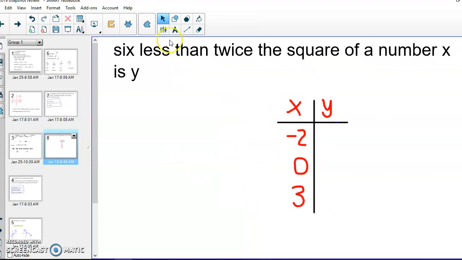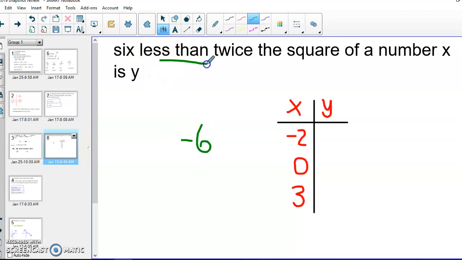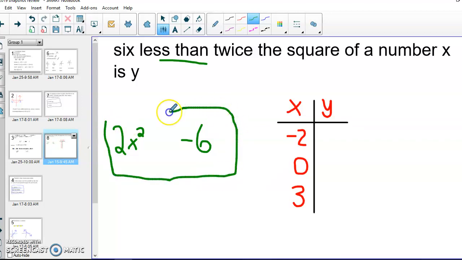About to run out of time. So this looks like this: 6 less than, I know minus 6 has to go in the back because of less than, and twice the square of a number. So this is x squared, and twice the square of a number. You type this into Desmos. You go to your table and you type these numbers in your table, but on your paper it says -1, 0, 1, and 2. All right, and then you would go to Desmos, type in those numbers, and type what you see beside it.